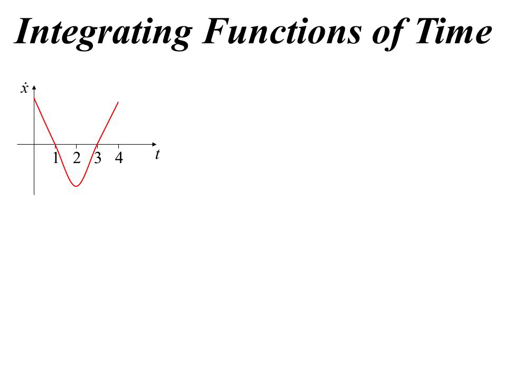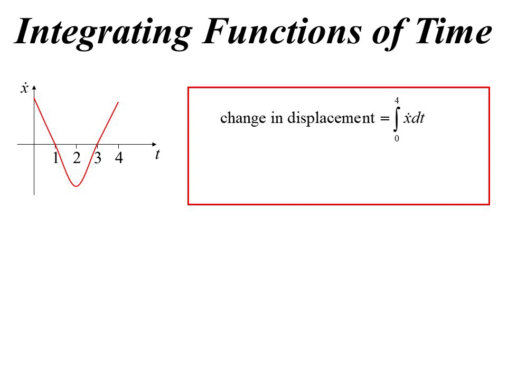Integrating our functions of time. So I've got here a velocity time graph. Now, what we know is the change of displacement will be the integral from 0 to 4, because when we integrate velocity, we'll get displacement.